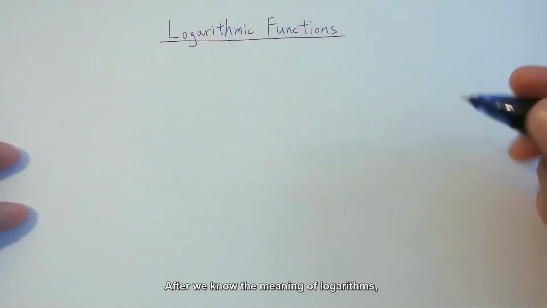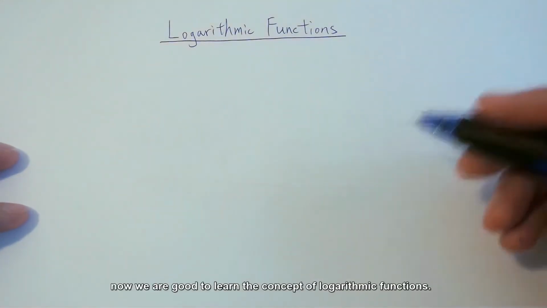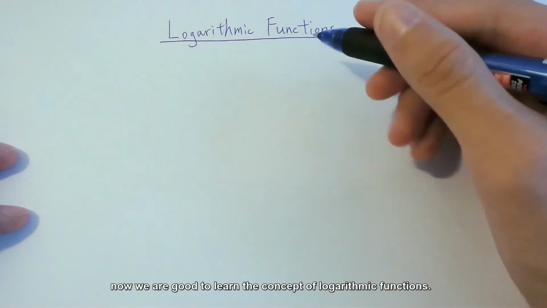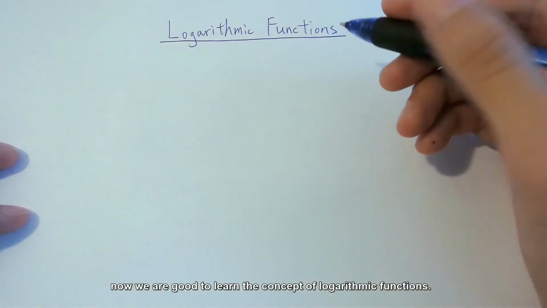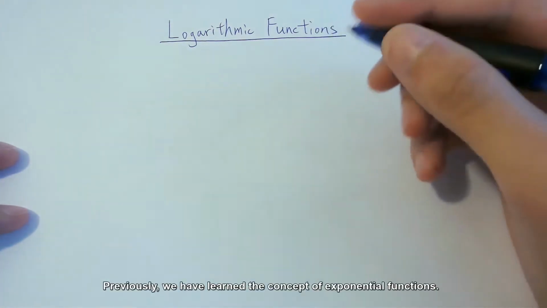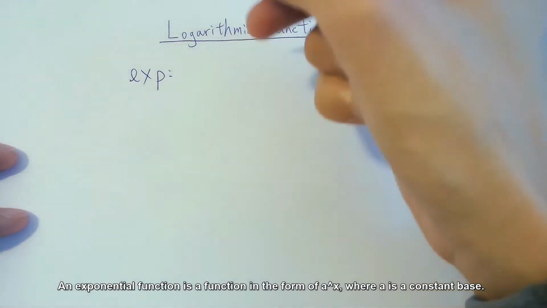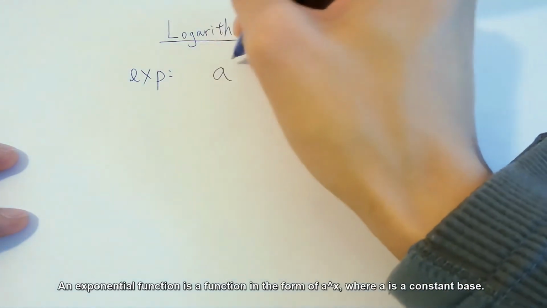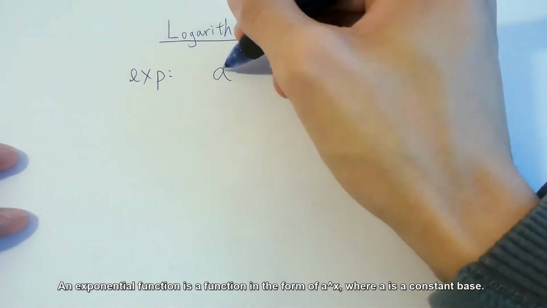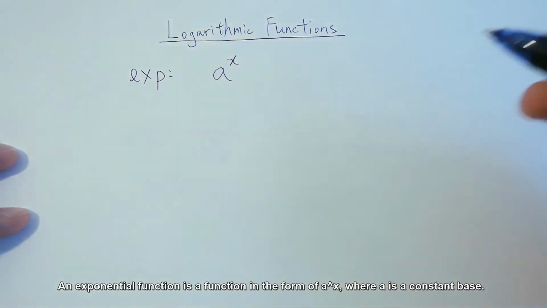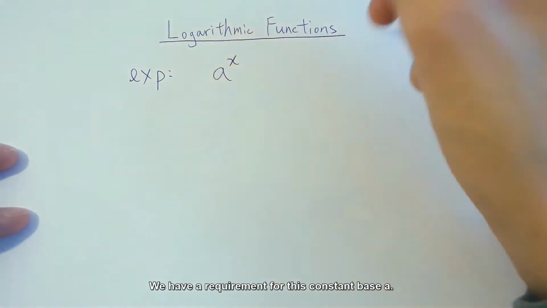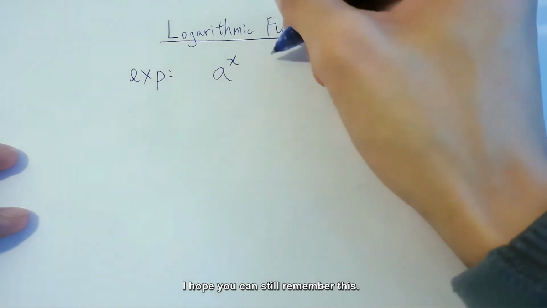After we know the meaning of logarithms, now we are good to learn the concept of logarithmic functions. Previously, we have learned the concept of exponential functions. An exponential function is a function in the form of a to the power of x, where a is a constant base. We have a requirement for this constant base a.